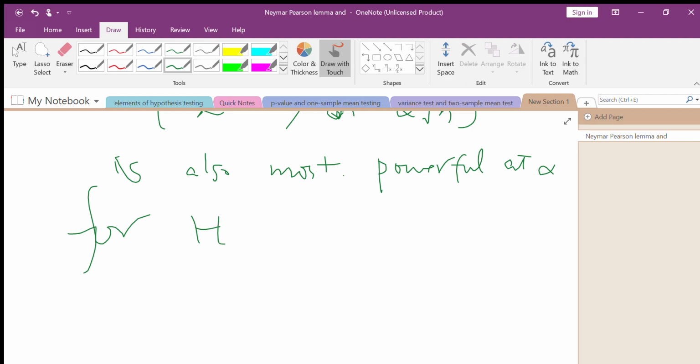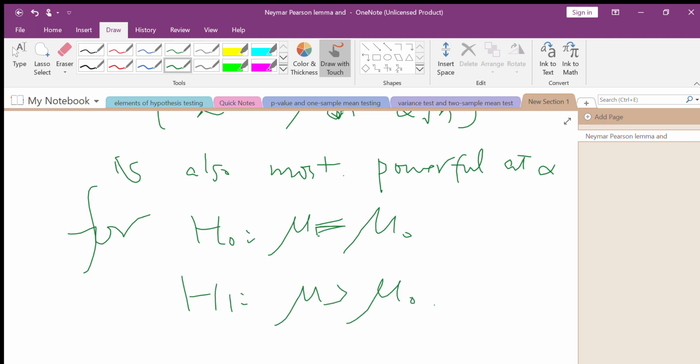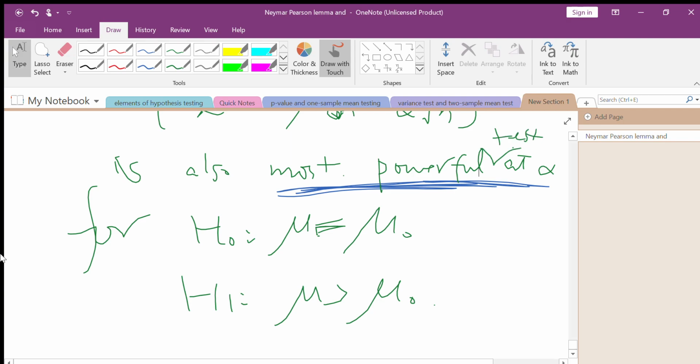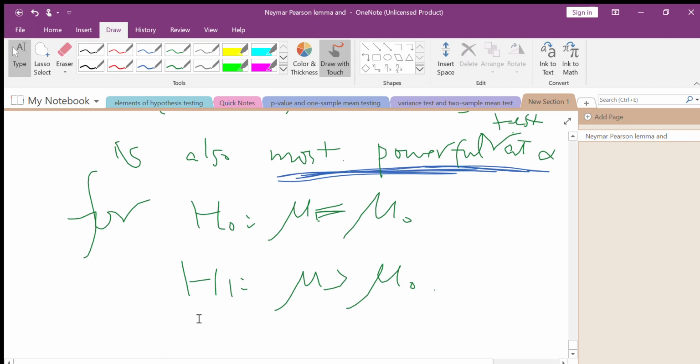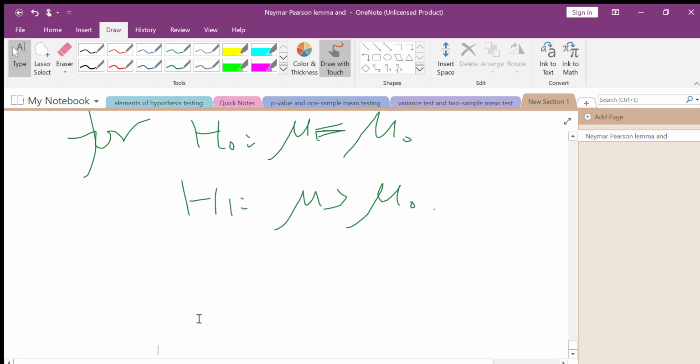Original test is a composite hypothesis testing. It is not simple hypothesis testing because H1 has inequality. So Neyman-Pearson lemma helps us to find most powerful test at alpha for composite hypothesis testing. That is why Neyman-Pearson theorem is called a lemma, because it can be applied to reach some conclusion in composite hypothesis testing.